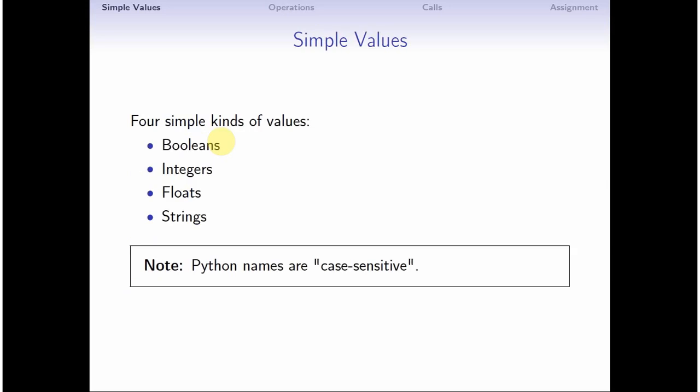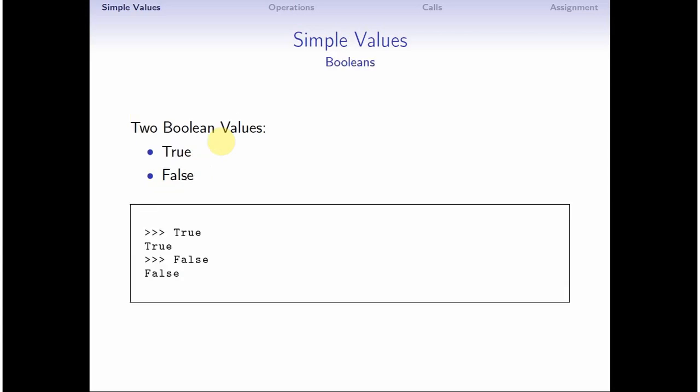First is simple values. There are four different types of simple values: booleans, integers, floats, and strings. Take note that Python names are case sensitive, which means whenever it's uppercase you put uppercase, and lowercase means you put lowercase. Let's go through booleans first. There are two Boolean values you need to know: True and False.